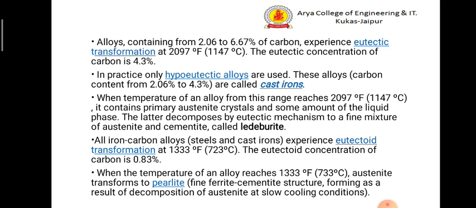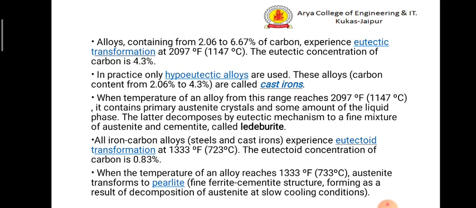Alloys containing from 2.06 to 6.67% of carbon experience eutectic transformation at 2097 degrees Fahrenheit. The eutectic concentration of carbon is 4.3%. In practice, only hypoeutectic alloys are used. These alloys, with carbon content from 2.06% to 4.3%, are called cast iron.